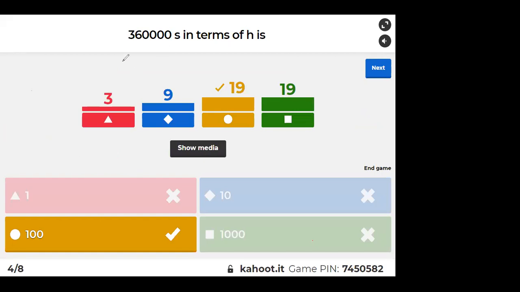Yes, correct. We know 1 hour is equal to 3600 seconds, right? So this is 1 hour basically. This is 1 hour. This is 1 hour. After that, how many zeros are attached? 2 more zeros are attached. Or I can say that 1 second is equal to 1 by 3600 hours.